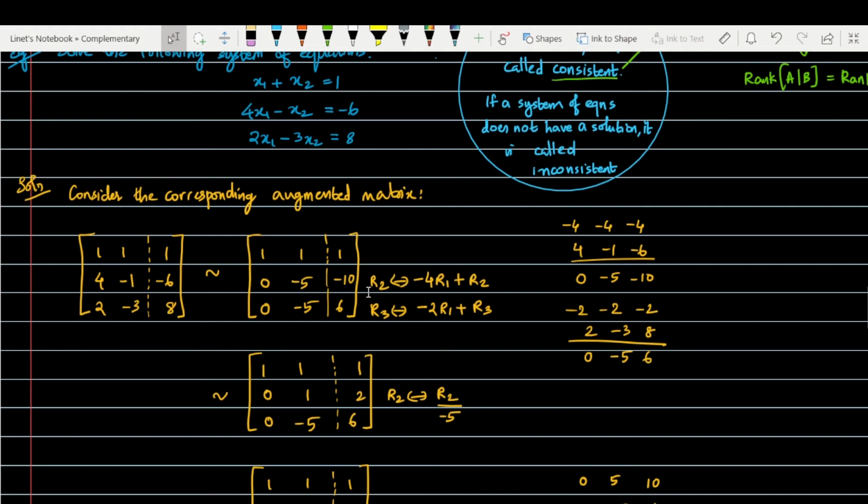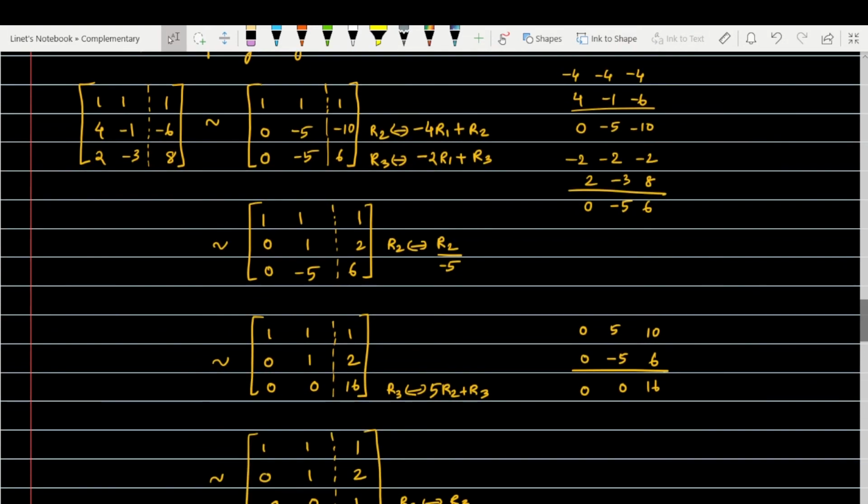For that, you conveniently choose the row operations: R2 is changed to minus 4 R1 plus R2, R3 is changed to minus 2 R1 plus R3, and you obtain the second and the third row like this. And then you divide the second row by minus 5, and you get the second row changed to 0, 1, 2. And using the 1 sitting here in the second row, you are going to change this minus 5 into 0 using the row operation R3 changes to 5 R2 plus R3.